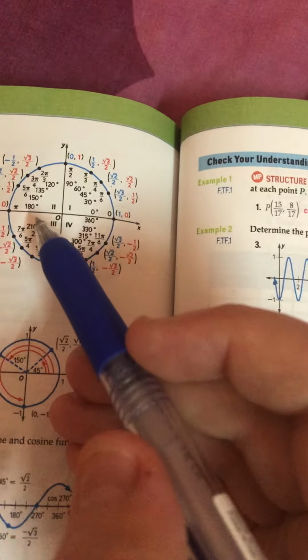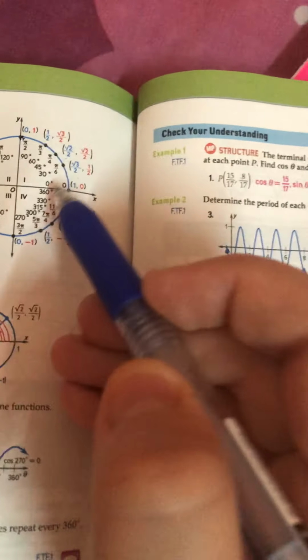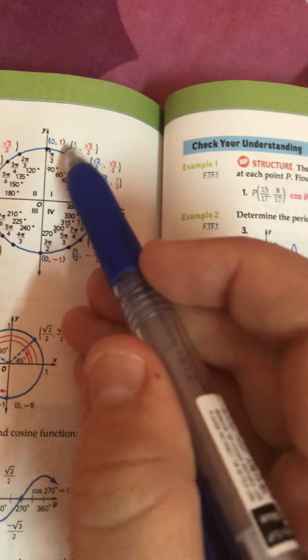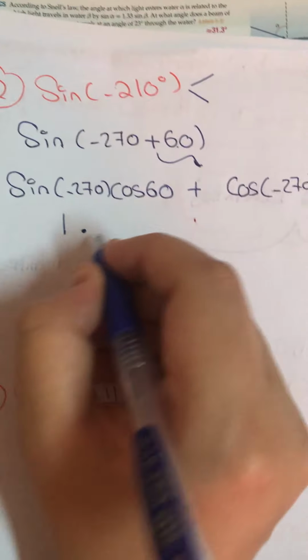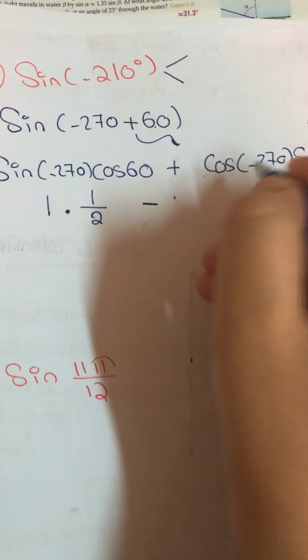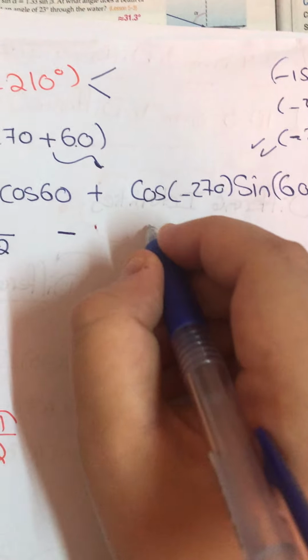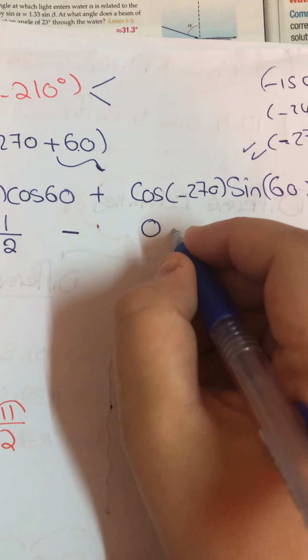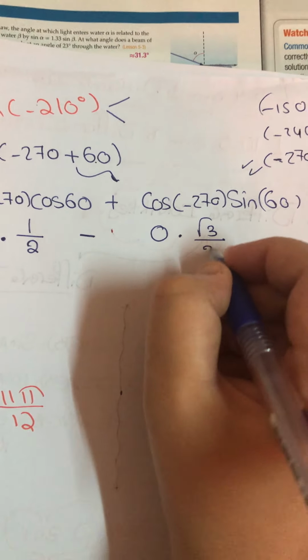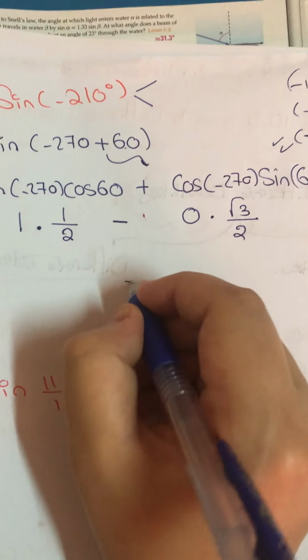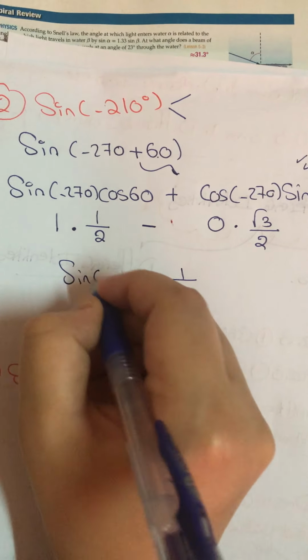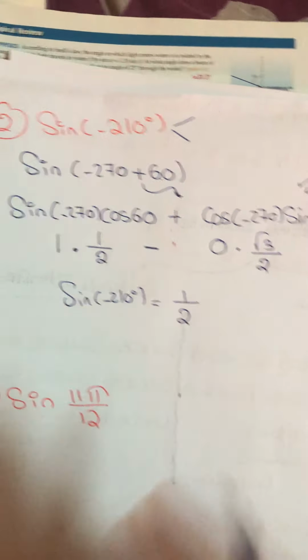Okay, what is sine at negative 270? Negative 270 is actually over here. If you go clockwise until here, what is the sine value? It's 1. So I have 1 times cosine 60, which is half, plus cosine at negative 270, here cosine is 0. Negative 270 is exactly as 90. They are coterminal. So cosine here is 0 multiplied by whatever is going to be 0 anyway. Sine 60 is root of 3 over 2. So your answer is half. Sine negative 210 degrees without a calculator is equal to half.